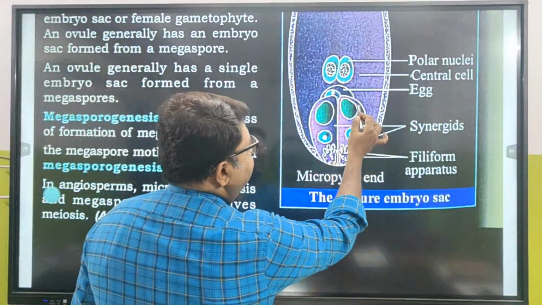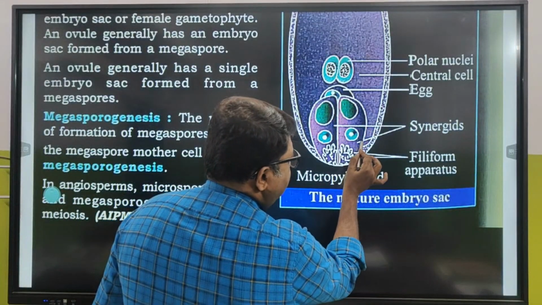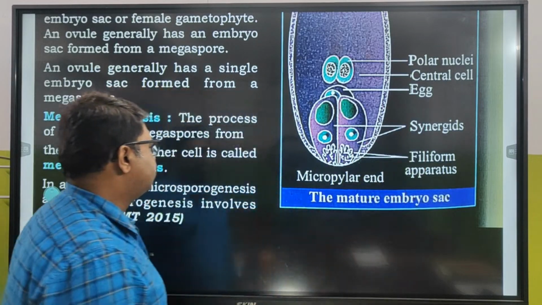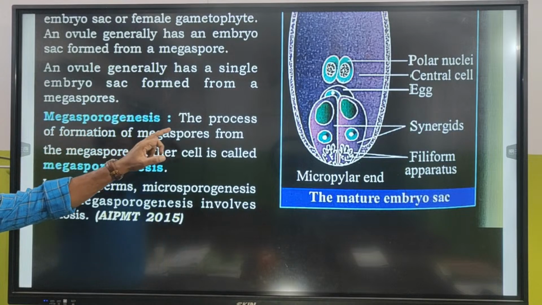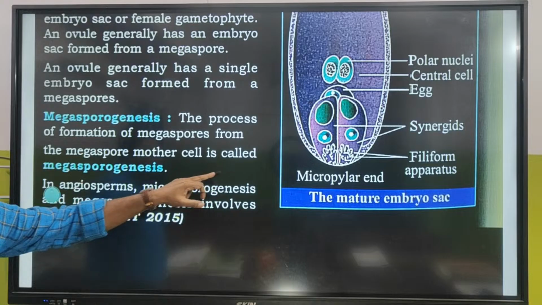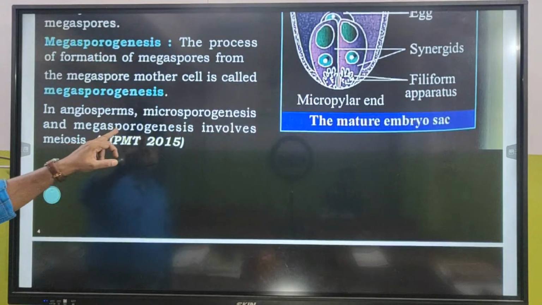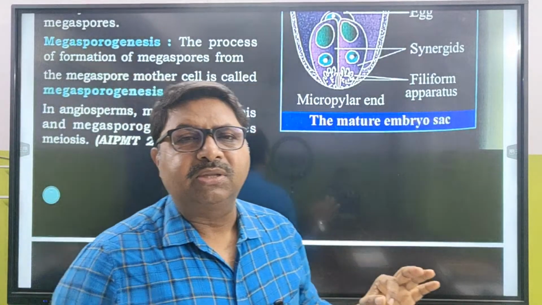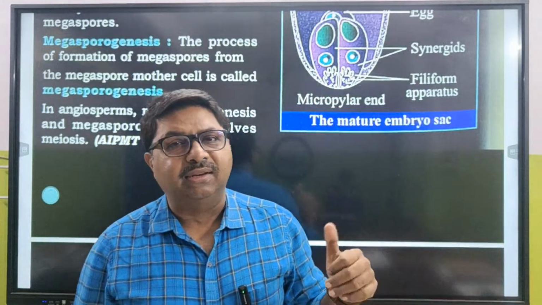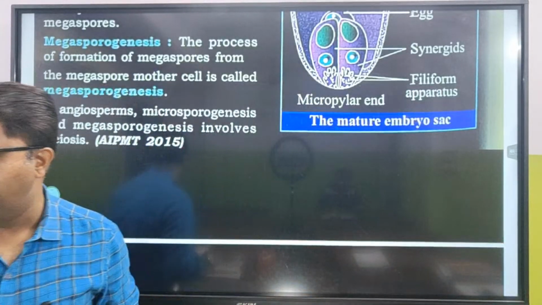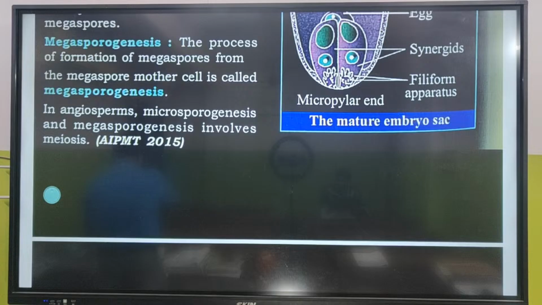One thing you can see, these synergids, this filiform apparatus, is nothing but the protrusion of the synergids. So megasporogenesis means the process of formation of megaspores from the megaspore mother cell. In angiosperms, microsporogenesis and megasporogenesis involve meiosis. The microspore mother cell shows meiosis, and the megaspore mother cell shows meiosis to give rise to the embryo sac.